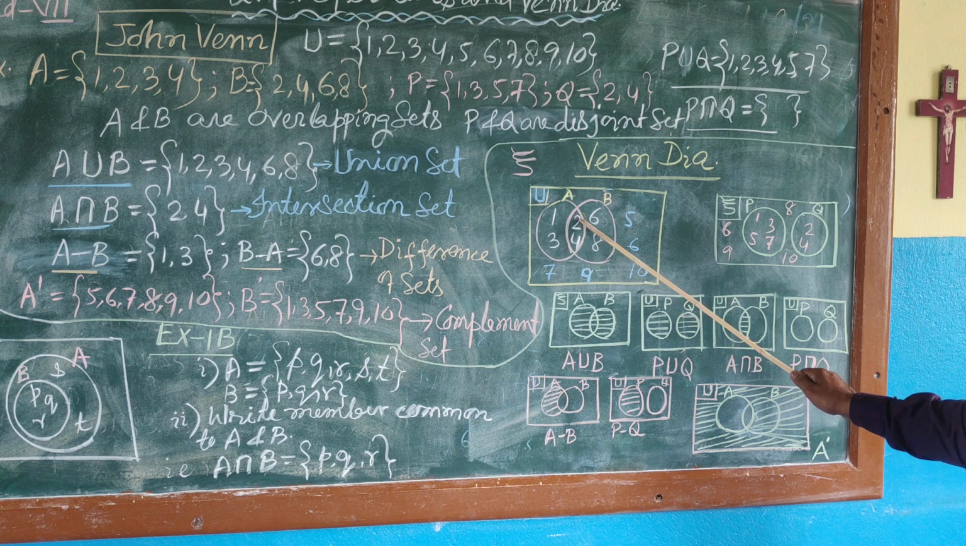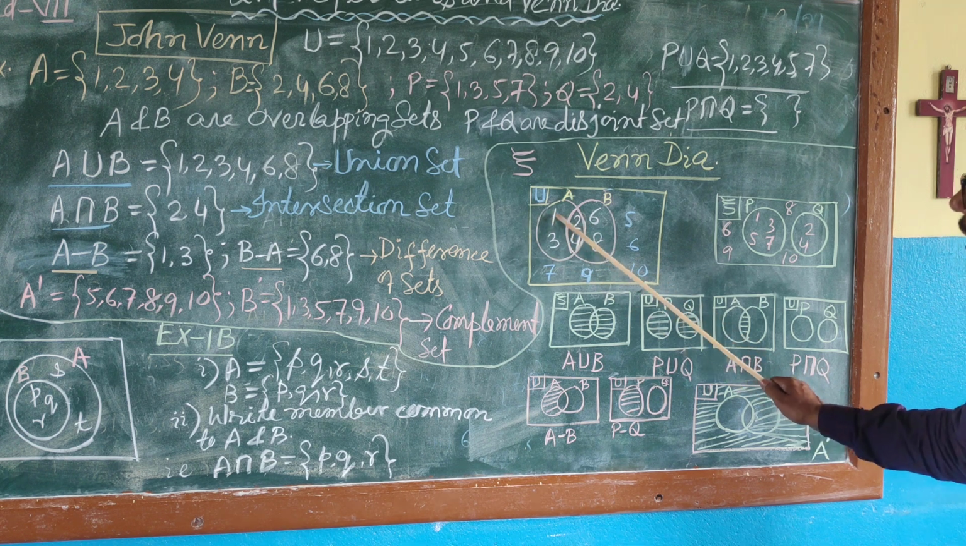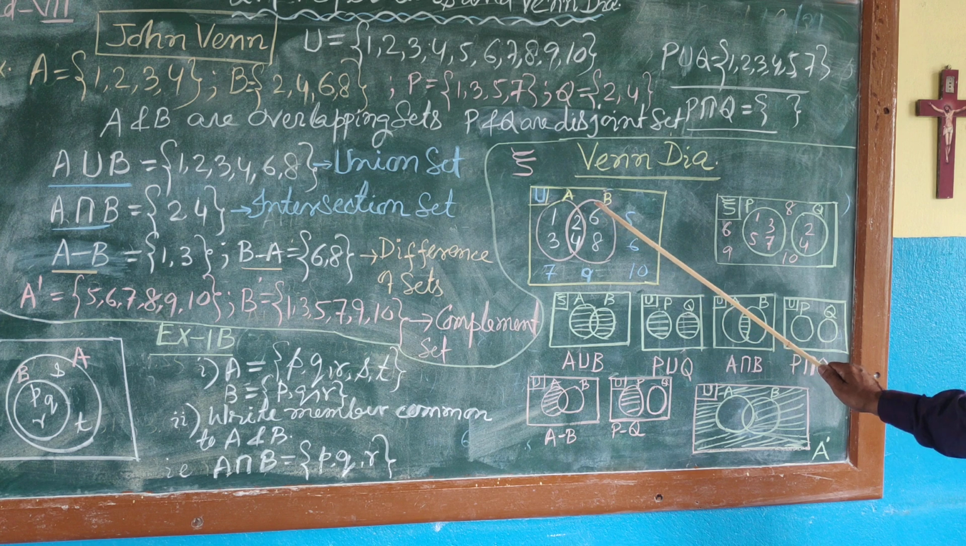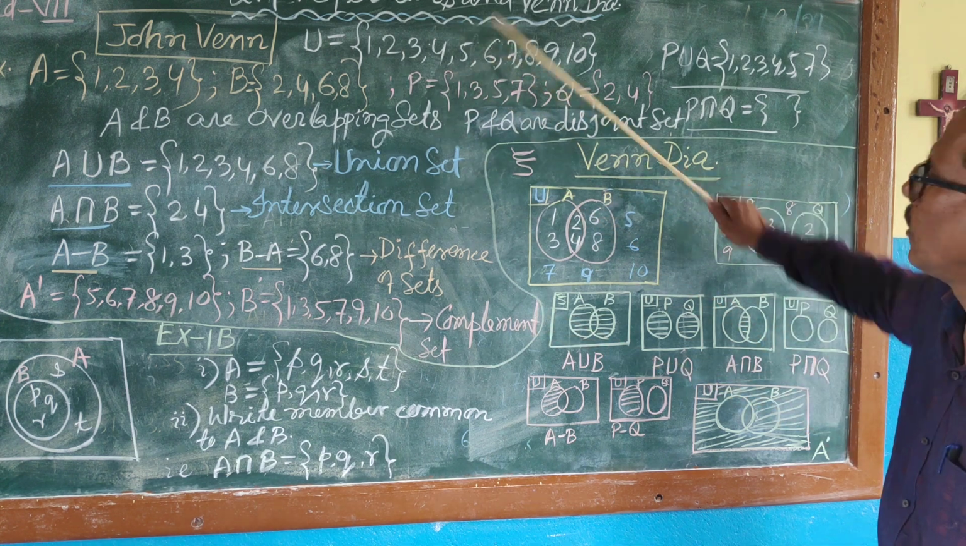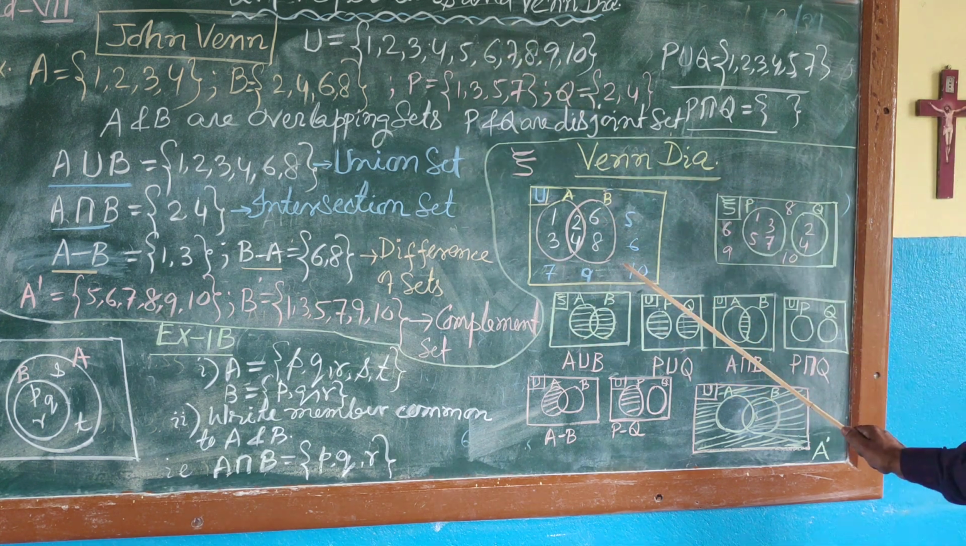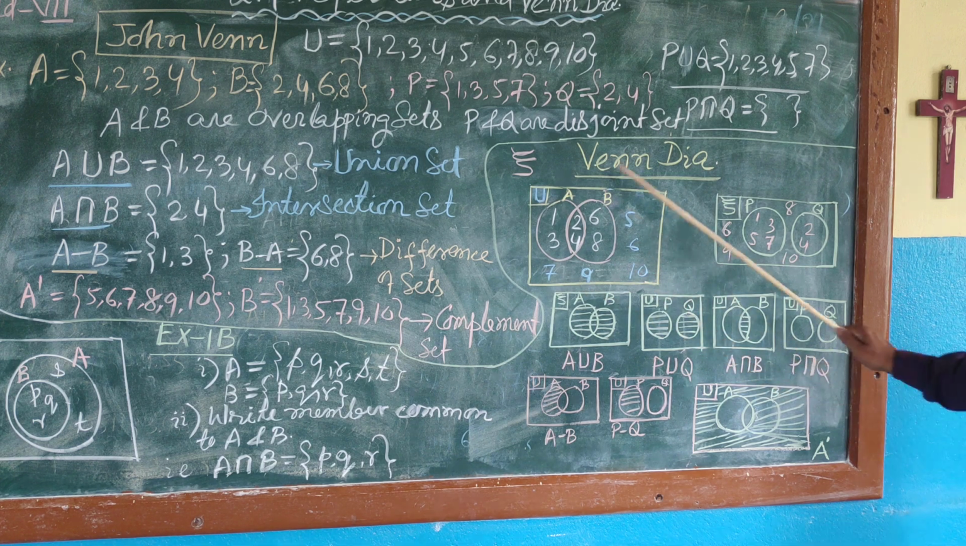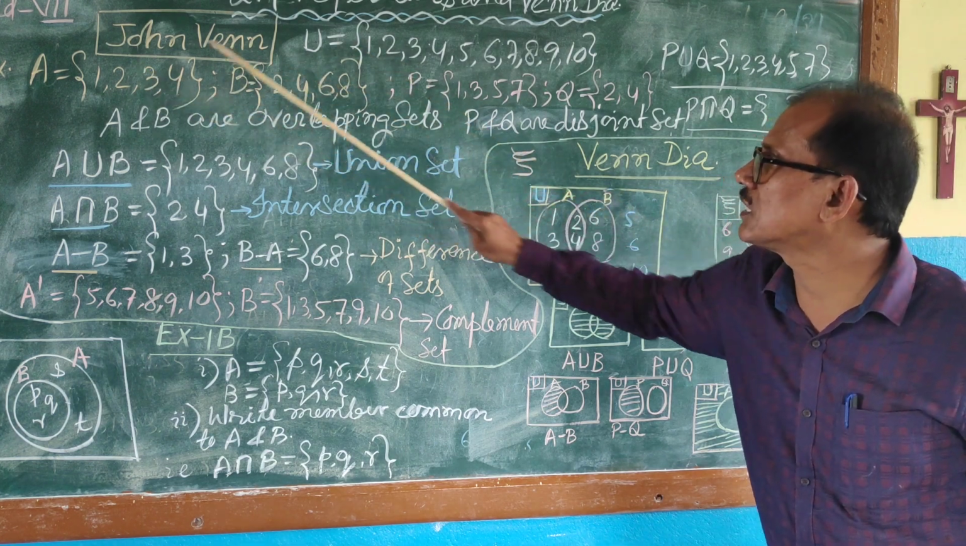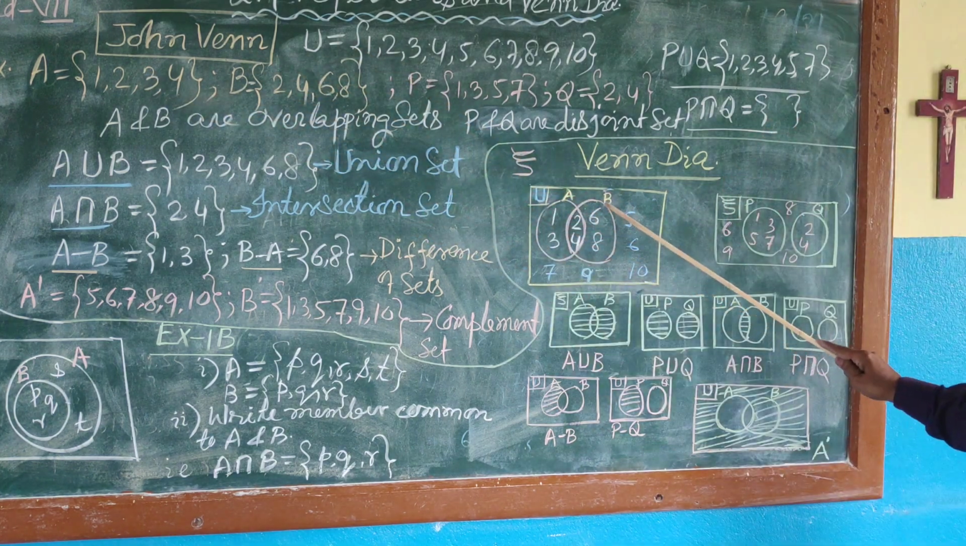So first you put the common elements in the diagram, then this one will be the remaining of set A. This portion will be the remaining of set B. And after putting the elements of A and B, the rest of the universal set is put outside, within this rectangle. This is a complete Venn diagram of the universal set, set A and set B, because set A and set B are overlapping each other.